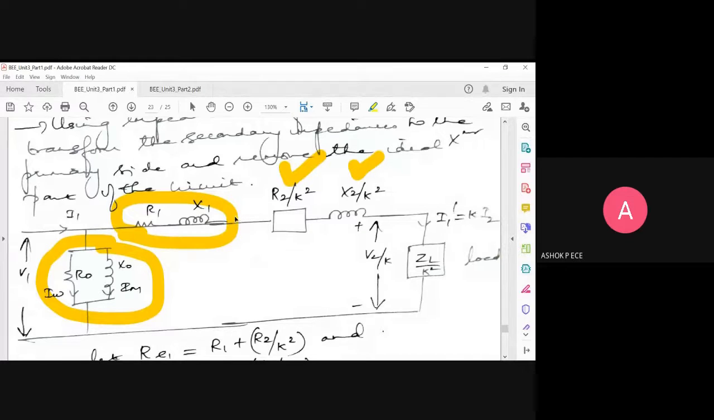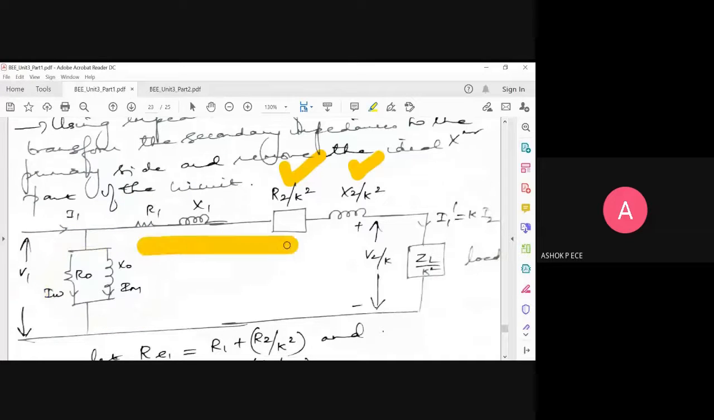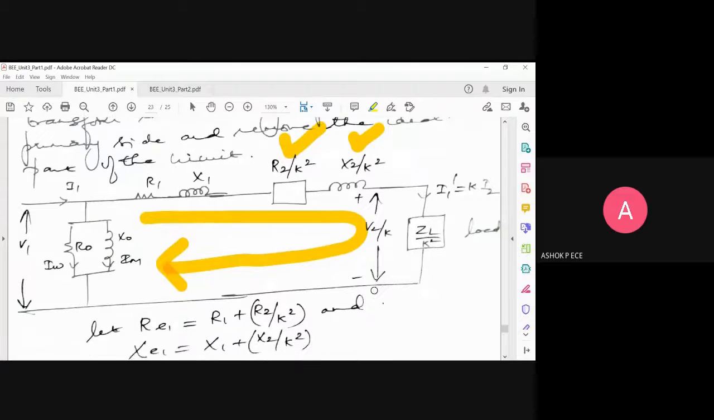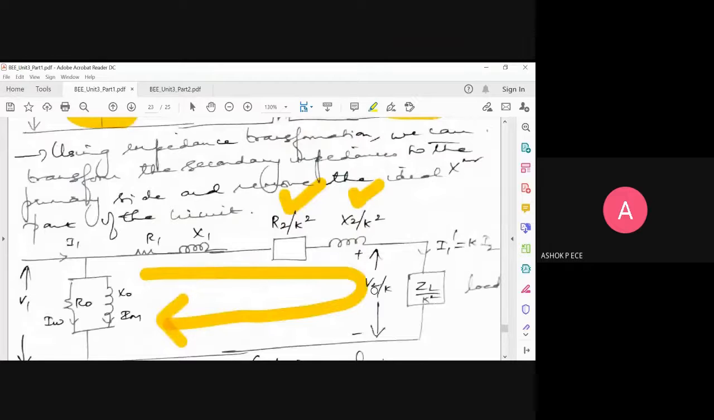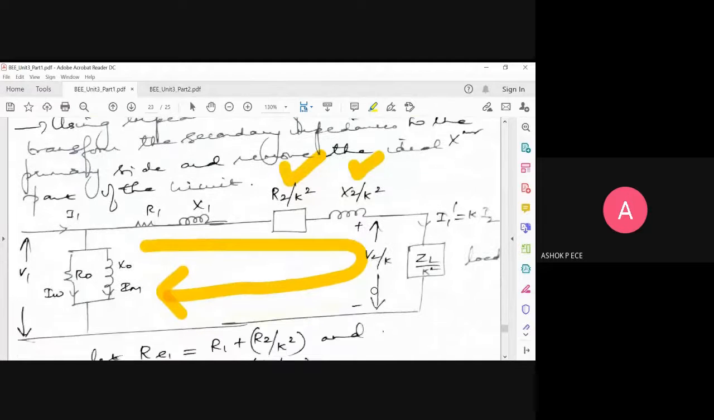So now you see I have transferred all the components to the primary side. Now I have a single loop to apply my KVL, and that becomes very, very easy for me. Is this transformation clear for everyone? How we are transforming each component from secondary to primary? Any doubts you have, you can ask.